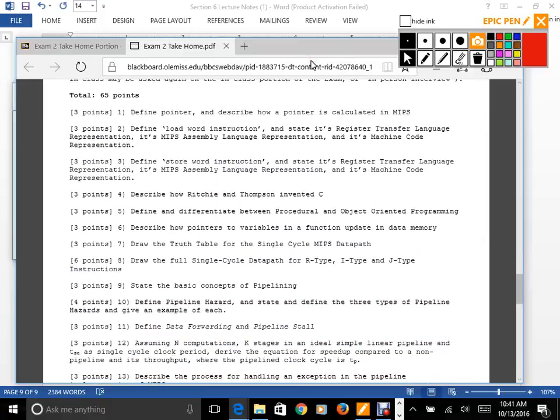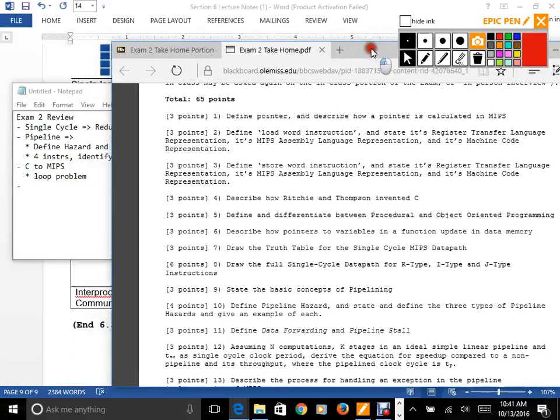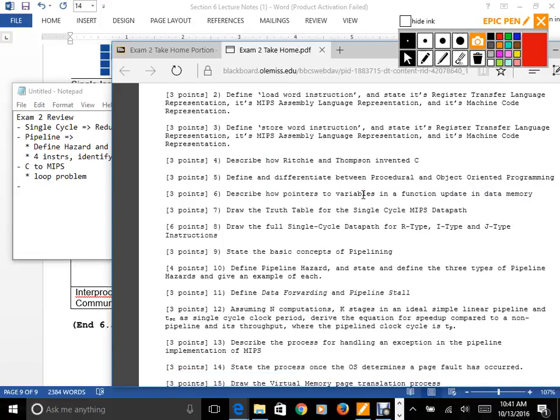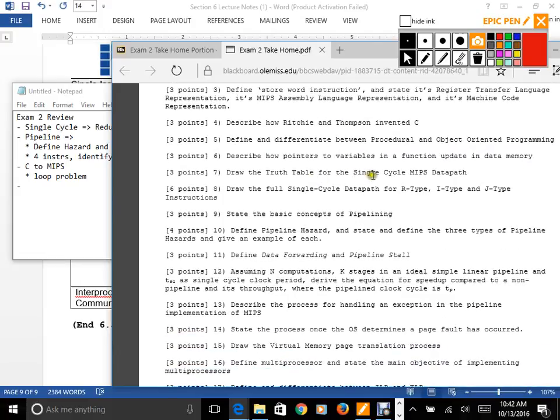Define pointer. So you got that C to MIPS, right? I'm probably going to ask you something where I have the arrays and the int star sum. Describe how Ritchie and Thompson invented C. Procedural and object-oriented programming language. Define the truth table for single cycle MIPS data path. Full single cycle for R-type, I-type, and J-type.